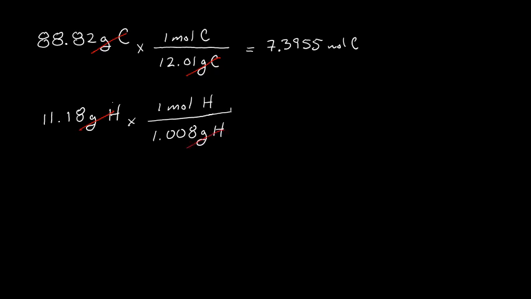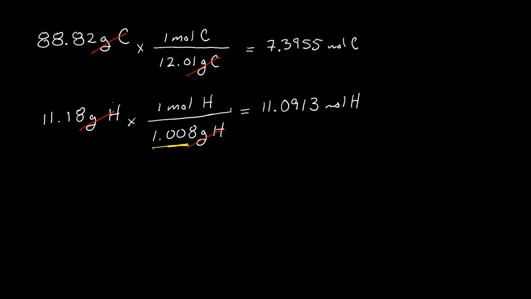And for hydrogen, grams cancel, we get moles. It's really important when you're doing hydrogen that you use 1.008 instead of just rounding it to 1. If you do that, you're going to introduce rounding errors, and it's going to make it more difficult when you get to the end. So always use at least 4 significant figures in all of your molar masses. And when I did that, I got 11.0913 moles of hydrogen.